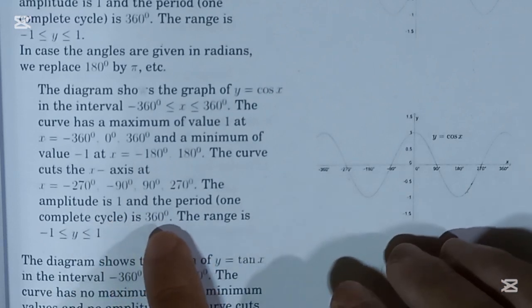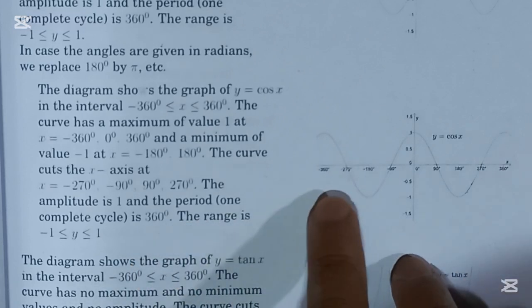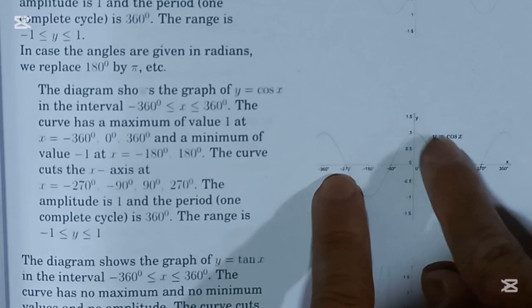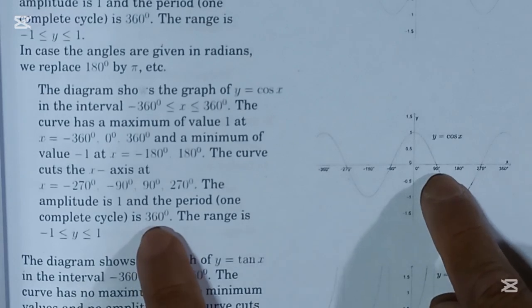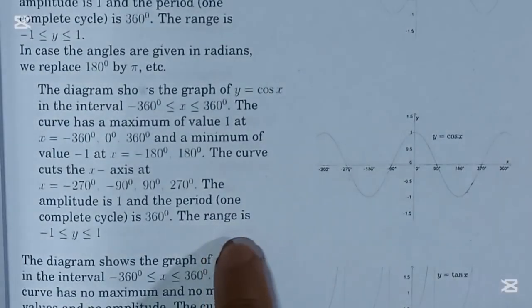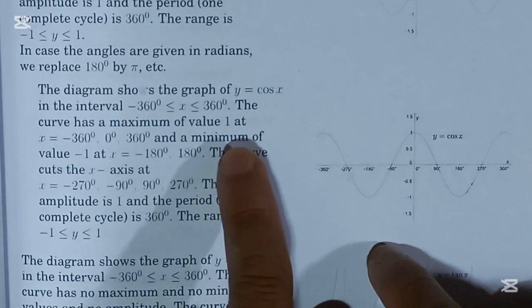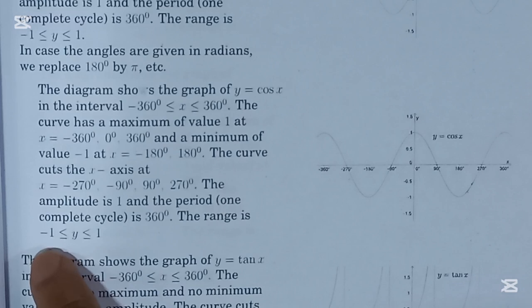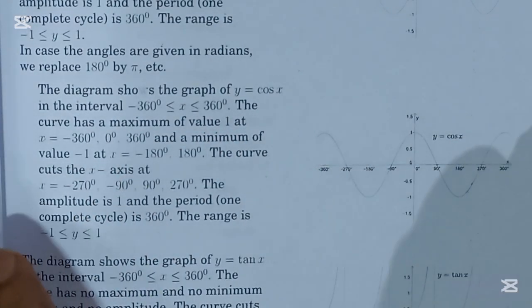The next thing which we are going to discuss is the period. Period is one complete cycle. If you see from -270, that ends at 90 degree. So you can see the period is 360 degree. So the period is the same again for sine theta and cos theta. And the final thing is also the same, that is the range, because in cos theta the maximum value is 1 and the minimum value is -1. So the range is y is greater than or equal to -1 and less than or equal to 1. So this is the cos theta.